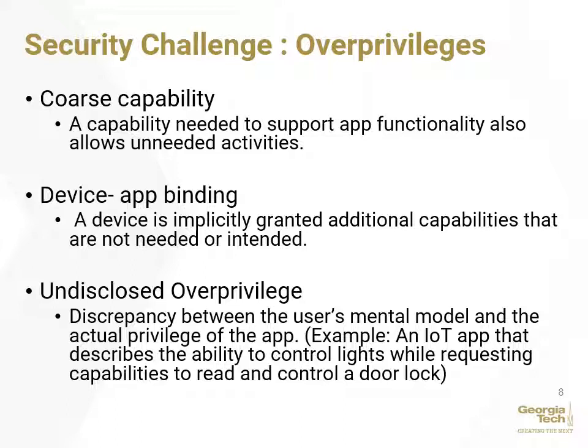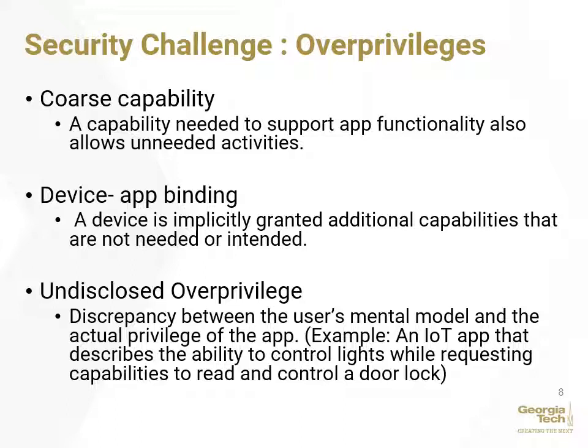The authors have identified an additional type of overprivilege that relates not only to the functionality of the IoT app but also to the user's perception of the app functionality, as seen through the app description. The authors observe that several IoT apps exhibit capability-enabled functional behaviors that are not disclosed to the user, causing a discrepancy between the user's mental model and the actual privilege of the app. The paper refers to this problem as undisclosed privilege.